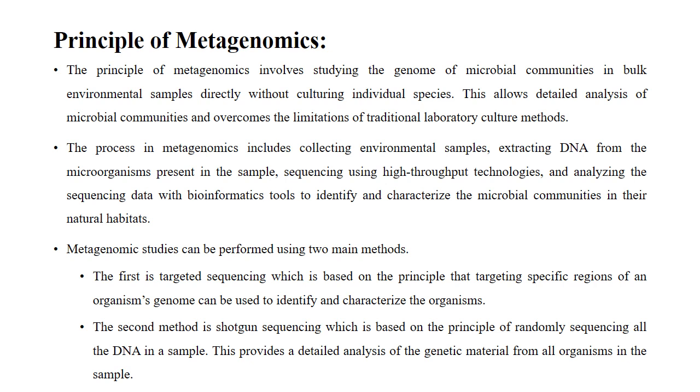The first is targeted sequencing, which is based on the principle that targeting specific regions of an organism's genome can be used to identify and characterize the organism. The second is shotgun sequencing. Its principle is based on the random sequencing of all the DNA in the sample. It provides a detailed analysis of the genetic material from all organisms in the sample.